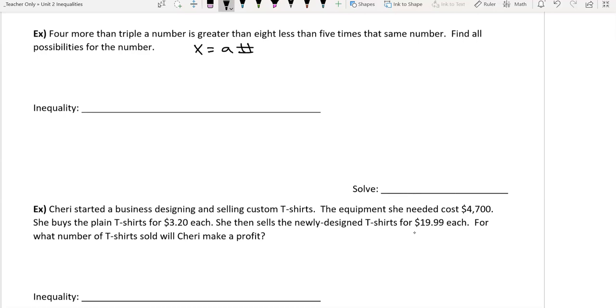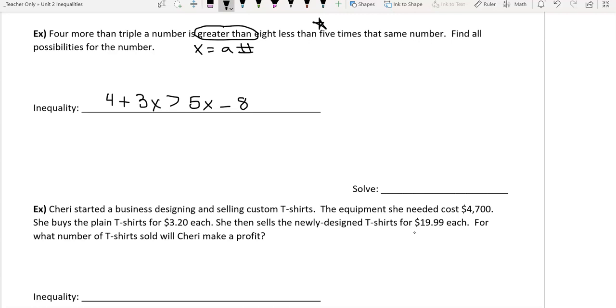4 more than triple a number is greater than 8 less than 5 times the same number. Now just be careful with the less than, because 5 times the same number minus 8 is the correct way of writing that, not 8 minus 5x, okay? So be careful with that part. All right, and then you solve.